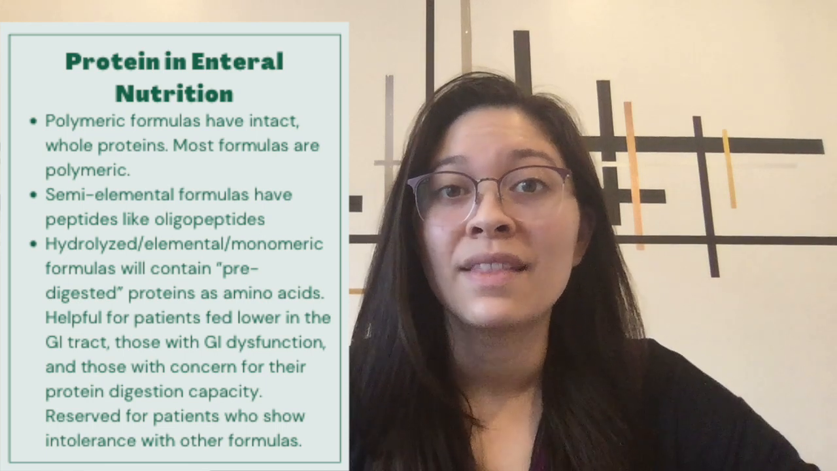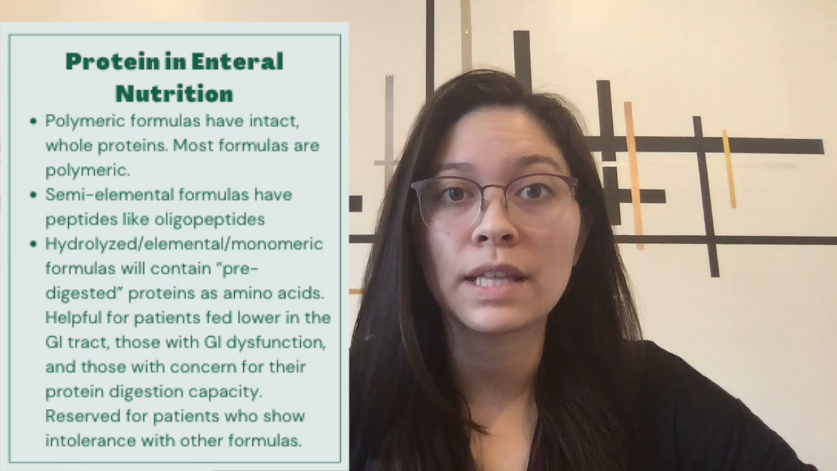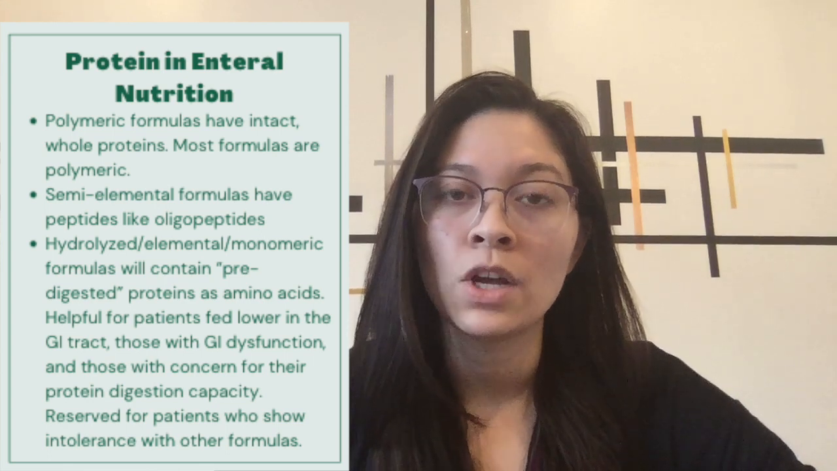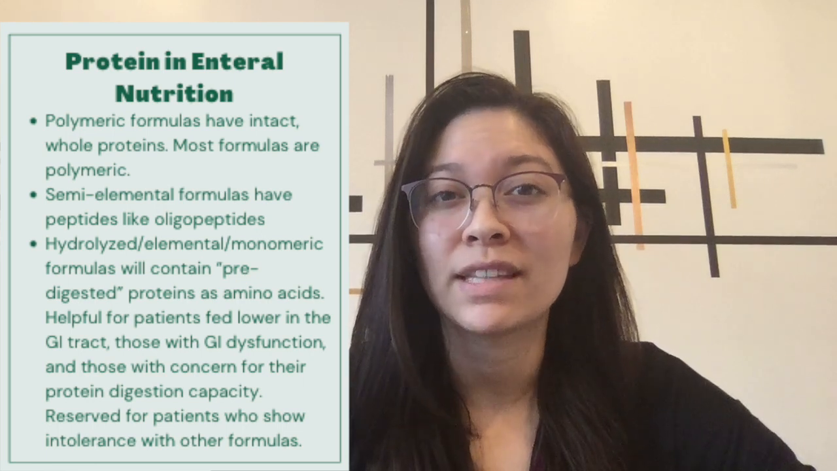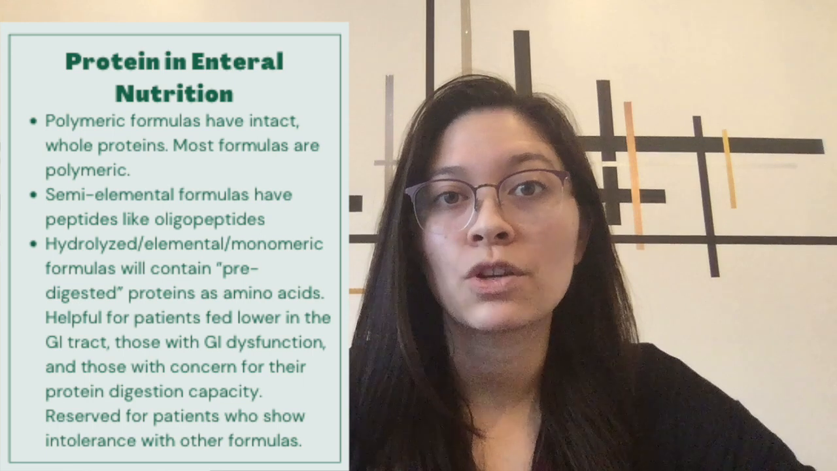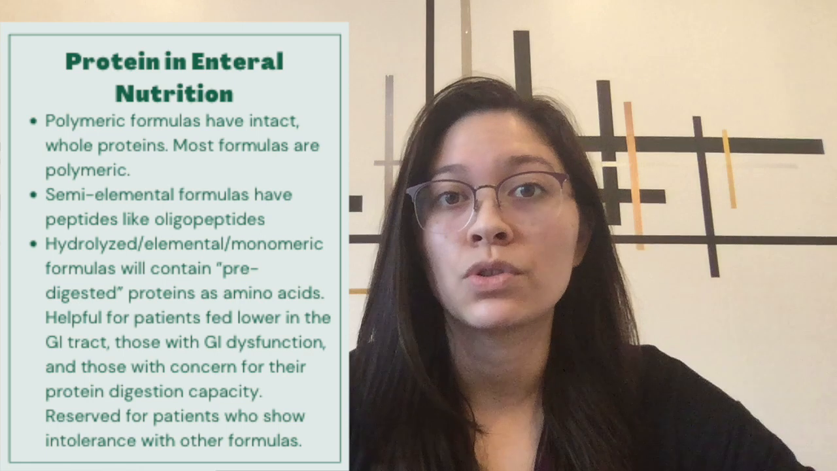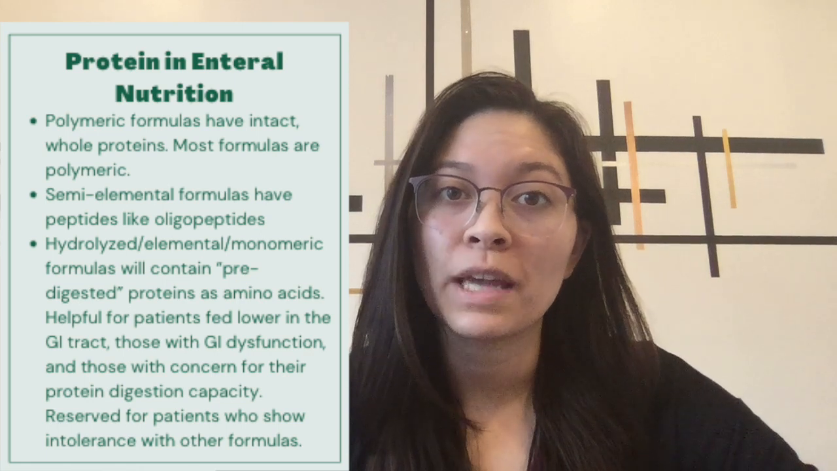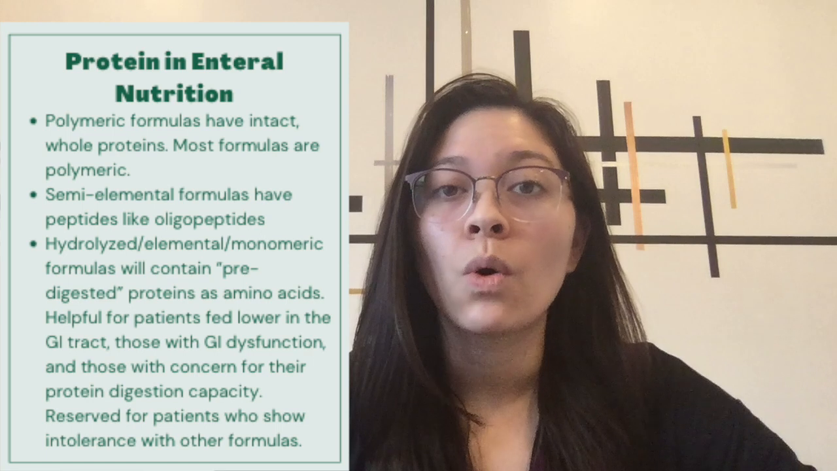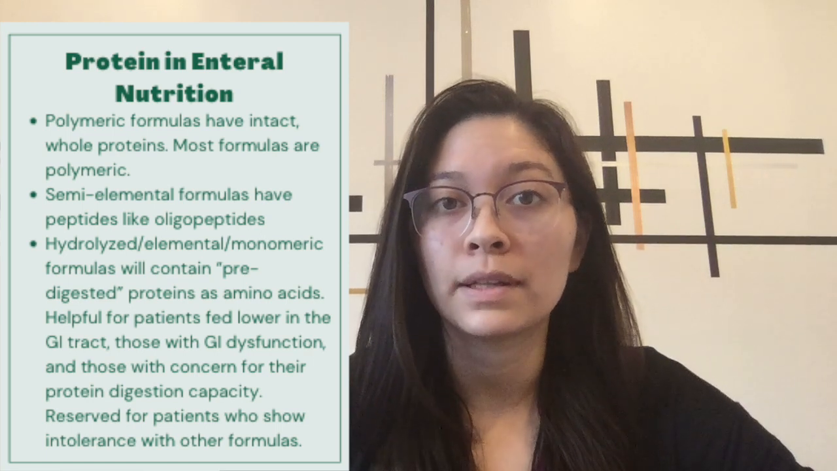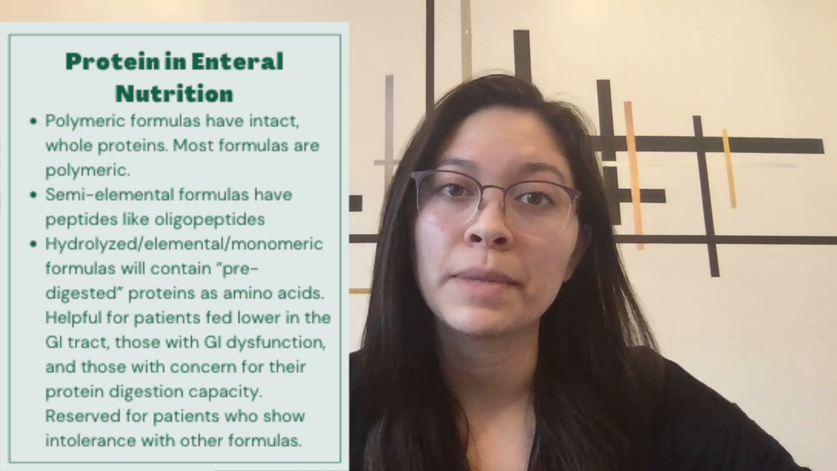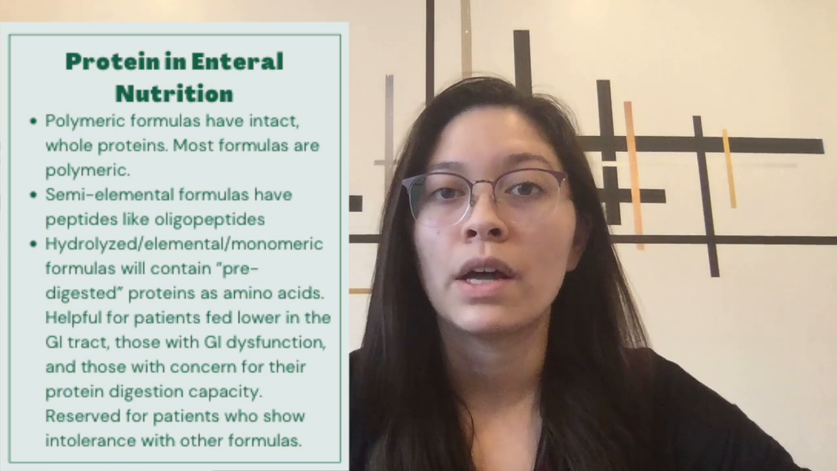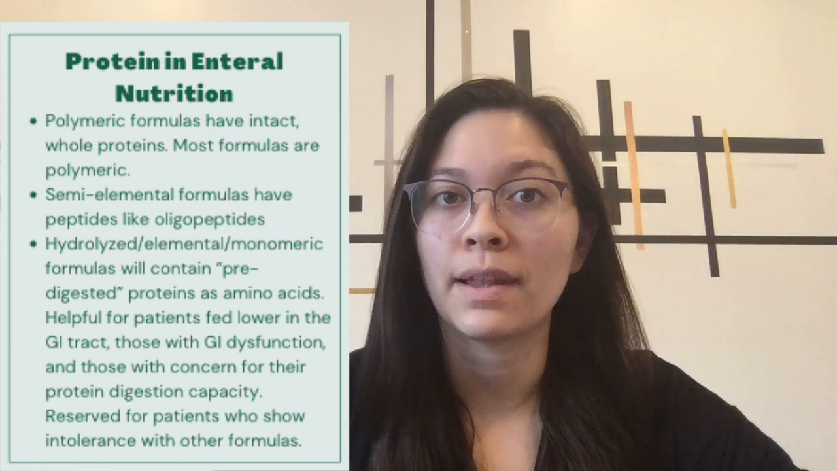This is going to be really helpful for patients, specifically those who are being fed lower in the GI. So if you have a tube feed that's going to the small intestine, for example, we're bypassing a lot of the digestion that happens in the stomach. So we'll want to make sure that we have a partially broken down or fully broken down formula so that that person is able to tolerate it. This can also be helpful for patients who are experiencing GI dysfunction or who we may have some concerns about their ability to break down protein fully. And for the most part, we're not going to start someone on an elemental formula unless they're showing intolerance on a more intact protein formula.